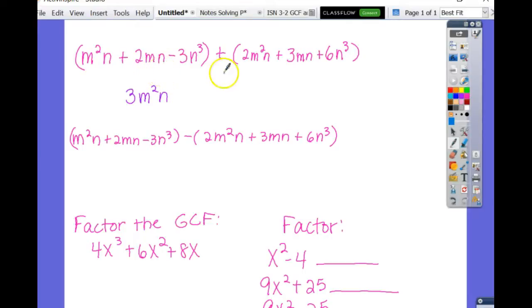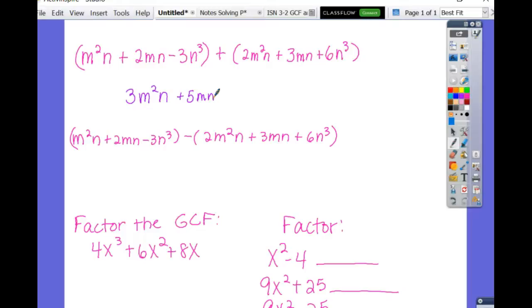2mn plus 3mn gives you 5mn. And so that's why we're reviewing this. We don't change the exponents, right? When we add, the exponents don't change.